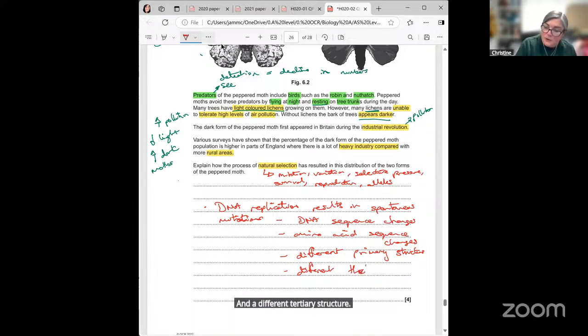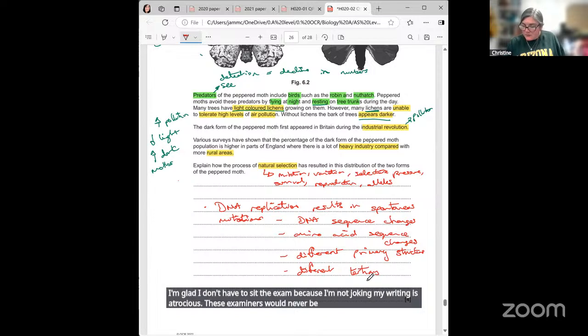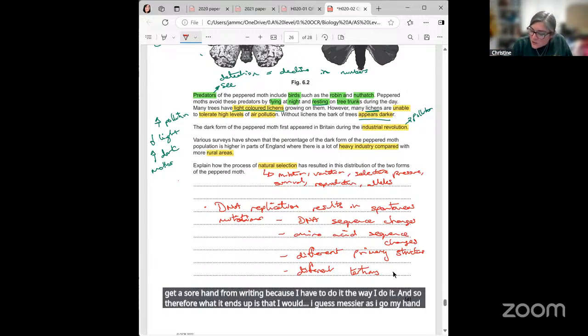Ooh, let's try that again. I'm glad I don't have to sit the exam, because I'm not joking, my writing is atrocious. These examiners would never be able to read my writing. And also, I get a sore hand from writing because I have to do it the way I do it. And so therefore, I get messier as I go. My hand gets tired.